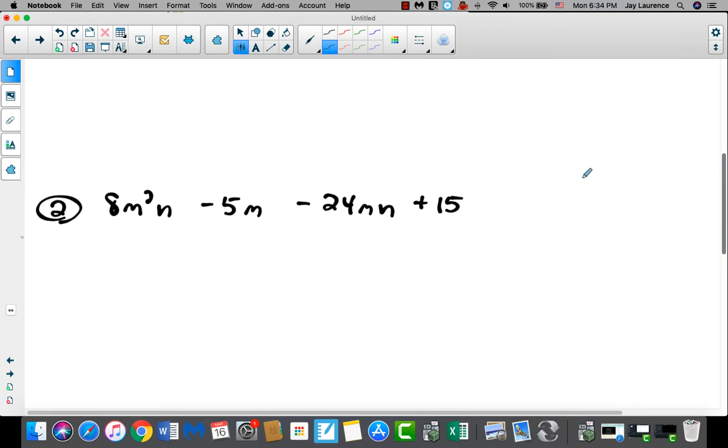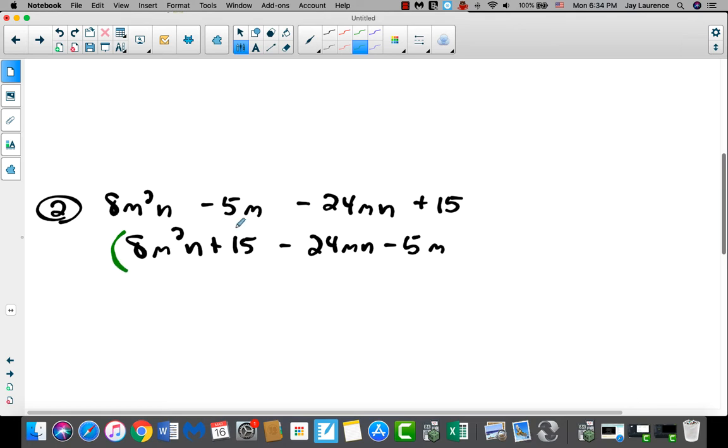Okay, so let's try number 2. I'll model this one for you, and then I'll give you a couple to try. All right, on this one, I think I'm going to change the order. I think it makes more sense to me to do 8mn squared plus 15 minus 24mn minus 5m. Those numbers just seem to jump out at me and go together better. By the way, I could have done it with the first 2 and the second 2 because they do have a GCF, but this one made more sense to me.